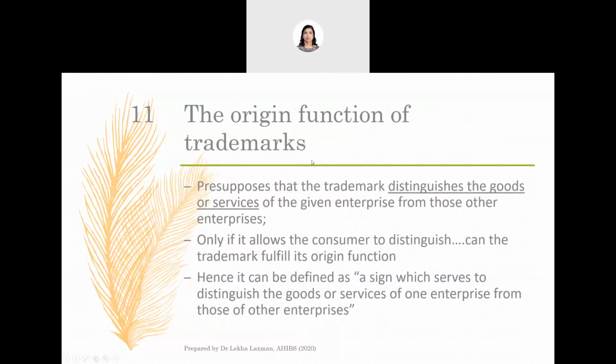Okay, so if you look at the origin function of the trademarks, you'll know that it distinguishes the goods and services of a given enterprise. You know these goods come from this enterprise and not the other enterprise. So the trademark allows you to do that. And so, this will allow customers to choose your product over the product of your competitor.